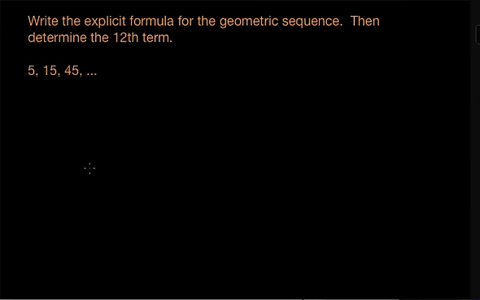Okay, let's use what we know about geometric sequences to write some explicit formulas. So in this problem, we're asked to write the explicit formula for this geometric sequence and then determine the 12th term. So let's start with our formula. A sub n equals a1 times r to the n minus 1. And in order to write the explicit sequence, we're going to have to determine the first term in the sequence and the common ratio.